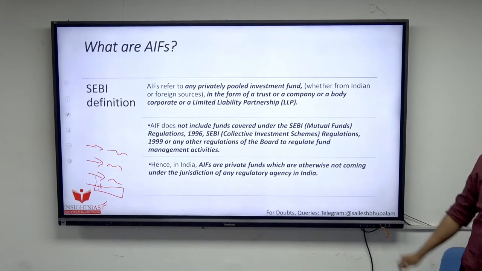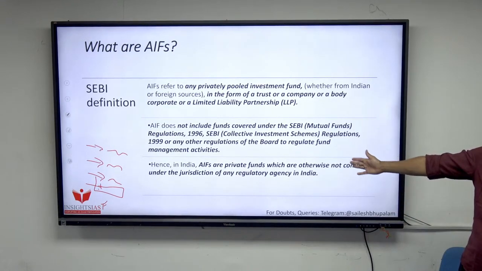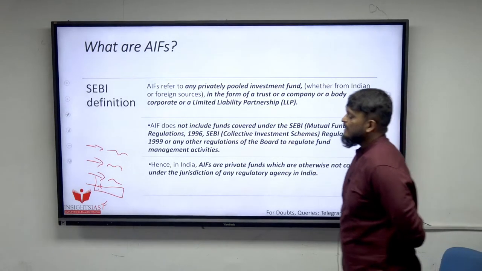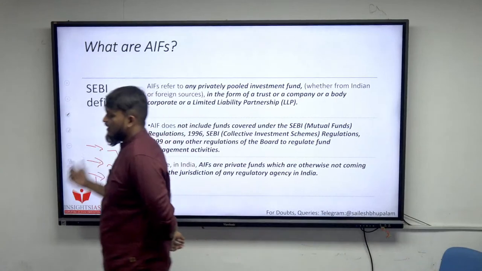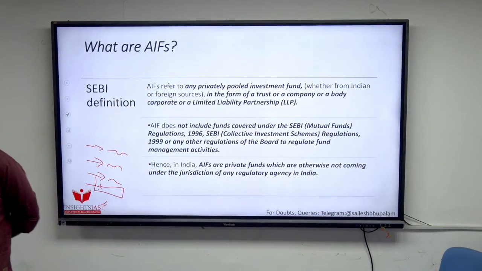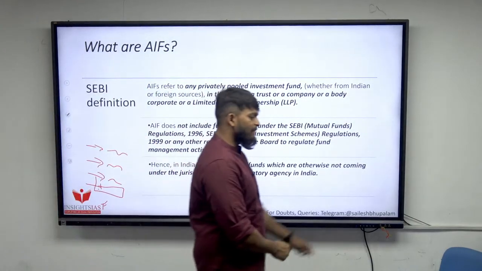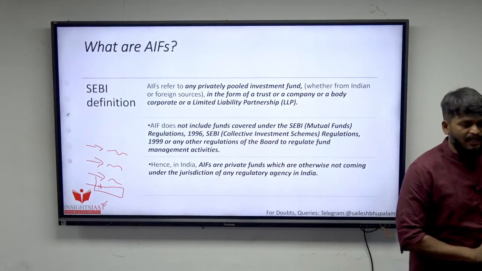So as of now, the definition you can see here, AIFs are private funds which are otherwise not coming under the jurisdiction of any regulatory agency. Why are they saying about other regulatory agencies? Actually SEBI used to be an executive body. They made it a statutory body after the Harshad Mehta scam. And after that, there was the Sahara scam.